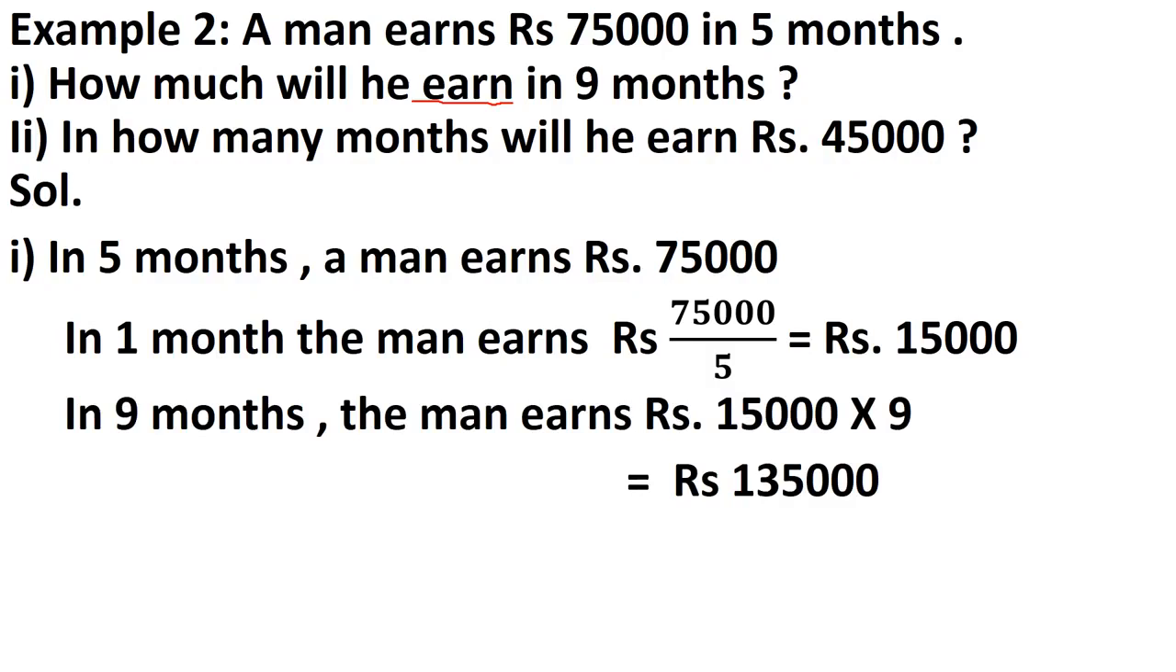Now we have to find out the earning of 9 months. So in 9 months, the man earned 1 month earning multiplied by 9. This is the 1 month earning. 1 month earning multiplied by 9, then you will get 9 months earning. It is rupees 1,35,000.